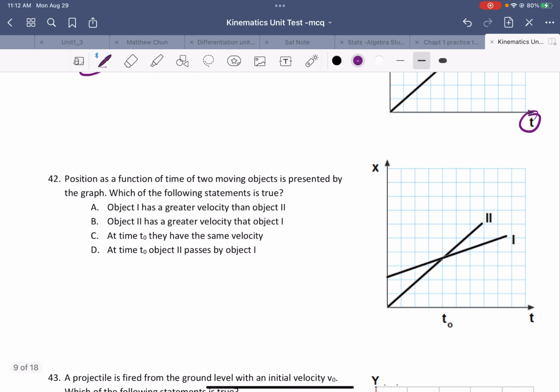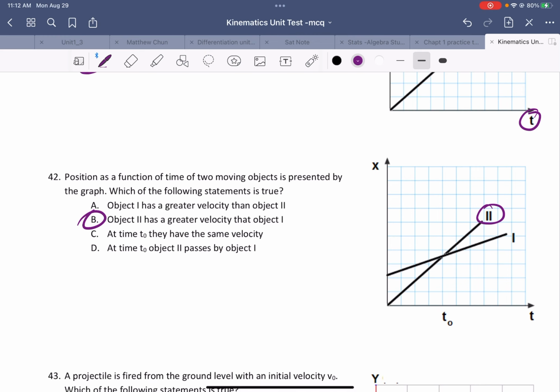42. Position as a function of time of two objects is represented by the graph, and which of the following statements is true? So one thing I noticed is that a steeper slope means a greater velocity. So object 2 has a greater velocity, yeah, so B is true. Now at time t naught right here, it's the same position, which means that they're going to pass. Okay, so B and D are also answers for that.